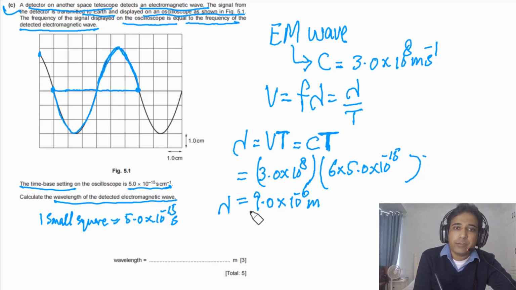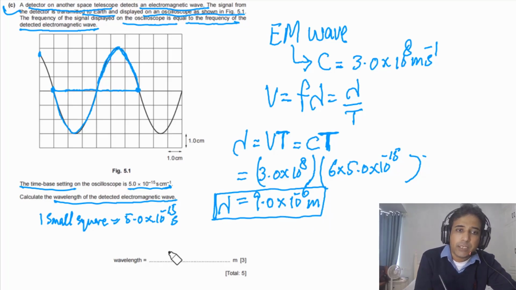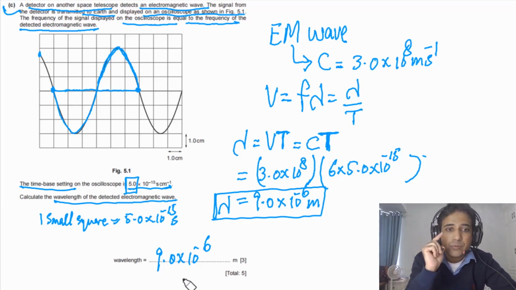So this is the wavelength. You can see this is infrared because it is in micro. So this is our final answer. We can also write down here 9.0 times 10 to minus 6. As the given data has 2 SF, our final answer should also have 2 SF.